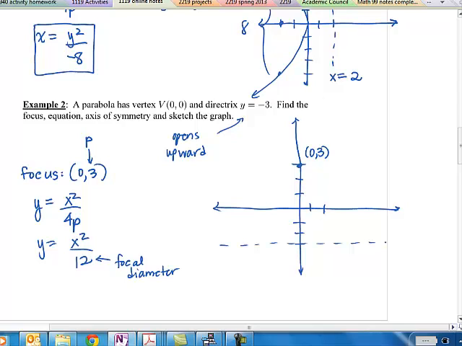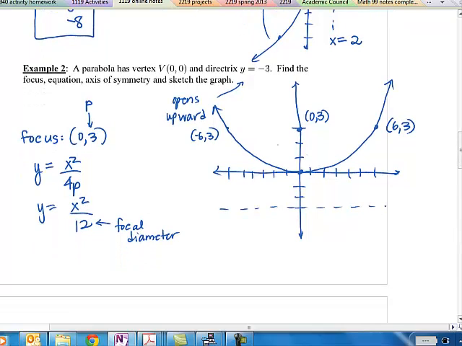So if we go 6 to the right and left, we'd have this point 6, 3, and -6, 3 through the focus. We can connect those points in a parabolic way, and we've got a decent graph. So again, using the focal diameter, we could also just pick x values and find y values. That works too, but this is just a nice way to look at it geometrically.